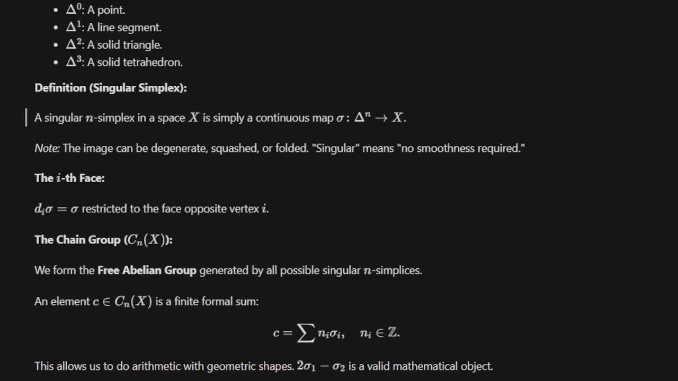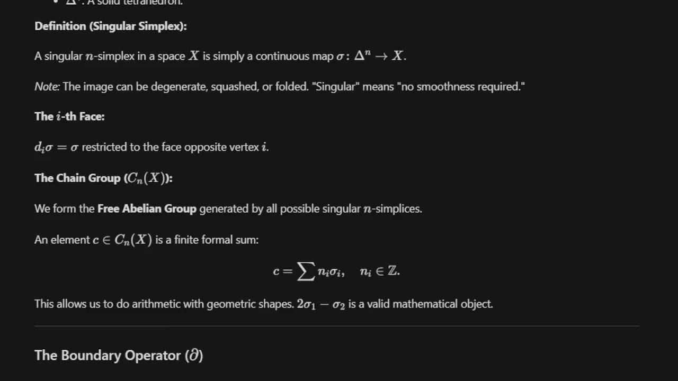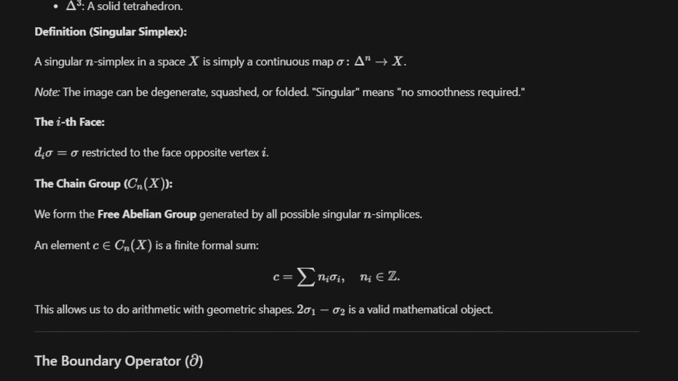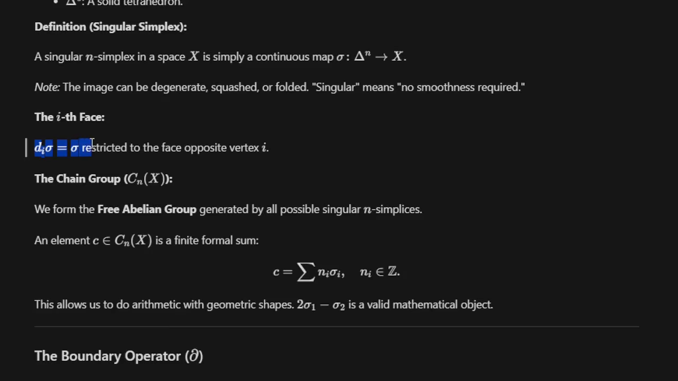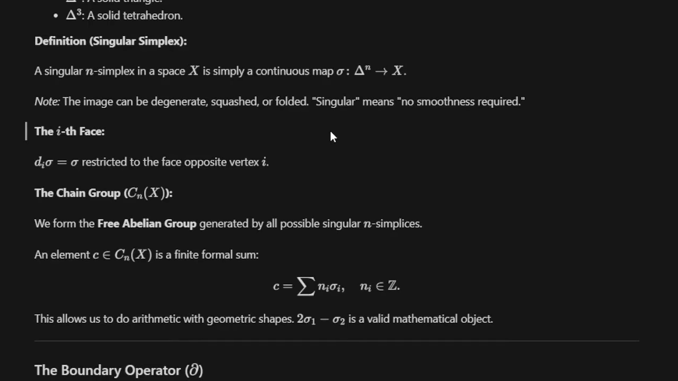But again, it can be folded, crumpled, or degenerate, and singular just means no smoothness is required. But now, really what we can do is something bold. We can treat these geometric shapes as if they were algebraic variables. So we will form something, and again, for the ith face, we can restrict the face opposite vertex i to the opposite vertex i. That's another property of this map here.